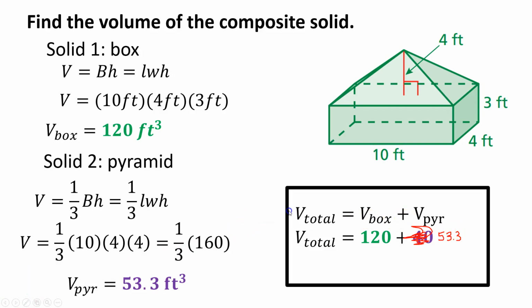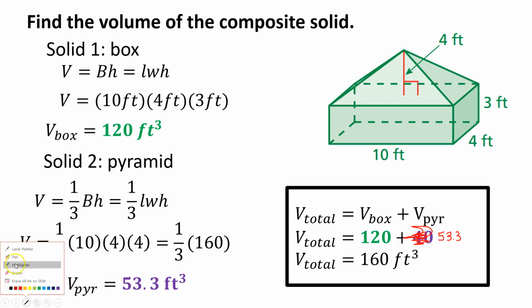Okay, and then we add those together, and well, yeah, that's not right. So we're supposed to add them together, and since I carried the 40, I added to get 160. Nope, that's not right. So we have 120 plus 53.3 should be 173.3, and I don't have a space to write feet cubed, but you do need to write feet cubed. That's what I get for not using a pen. I'm just using my mouse to write this, so it's going to be pretty hard to read. But 173.3 feet cubed is the total volume of this composite solid. Okay. All right, let's move on.